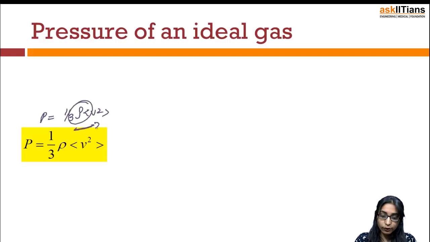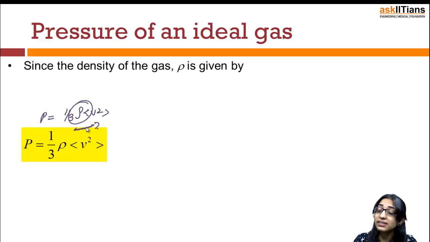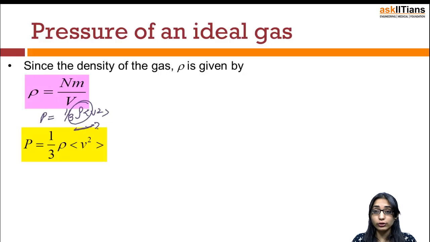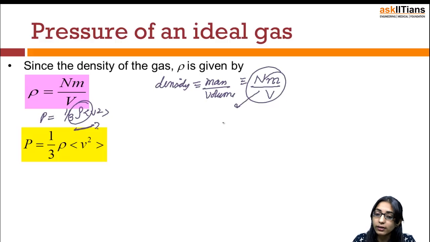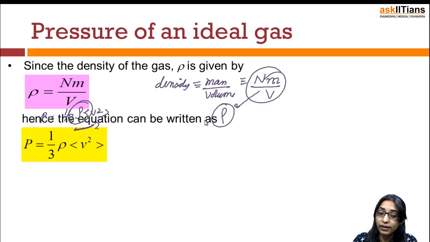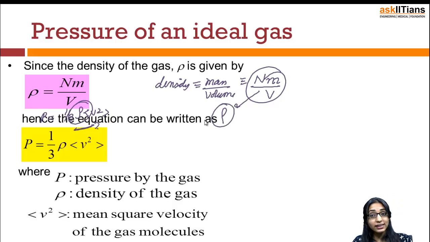Now how to define this rho? The density of gas is rho, and density is nothing but mass per unit volume. Just now I told you the total mass is n multiplied by m and the volume is V, so that is rho. I substituted the value and hence the equation is written as this, where P is the pressure of the gas, rho is the density of gas, and v square is the mean square velocity of the gaseous molecules.